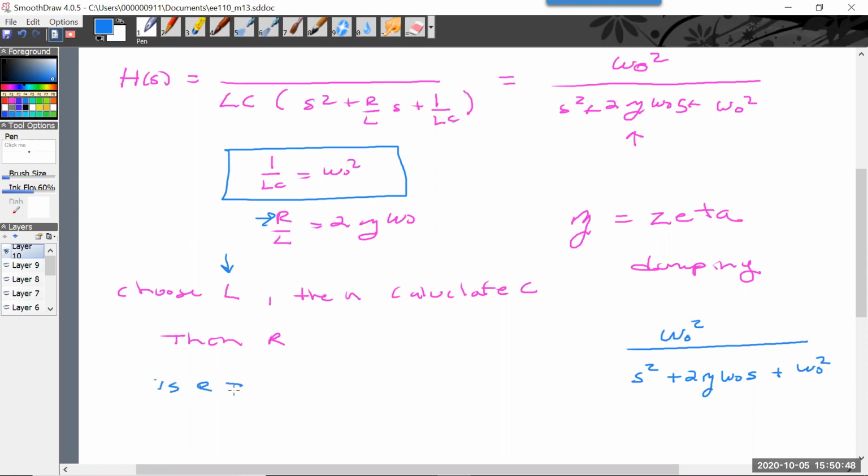Is R greater than 2 kilo ohms? If it is, then that's probably a reasonable design, right? And for C, reasonable is, can you buy it, right?